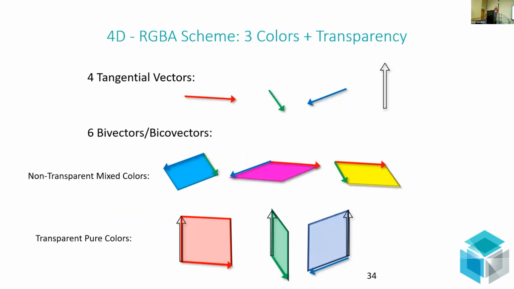In 4D it kind of works, but we can do it with a color space by adding a 4th dimension, transparency, as a 4th component. Then we can build also 6 bivectors. It's constructed by non-transparent mixed colors. These are 3 possible combinations, and 3 transparent pure colors. So these are our 6 possible bivectors in 4-dimensional RGBA scheme, so to say.